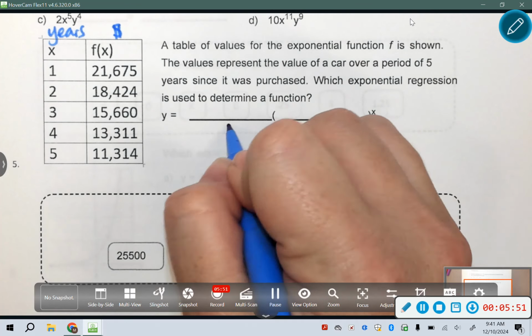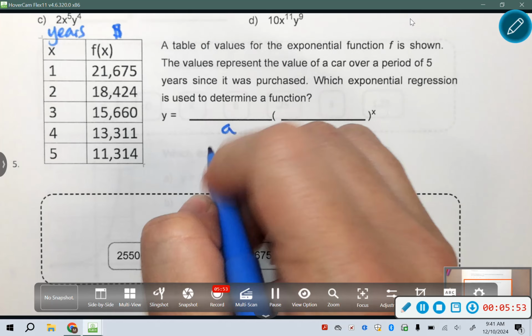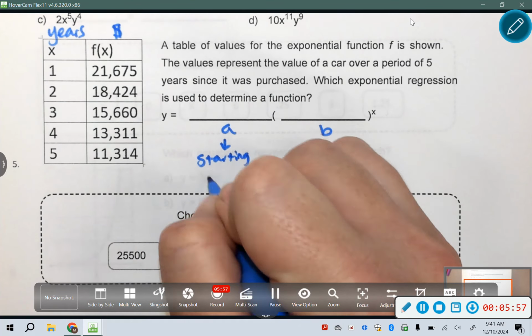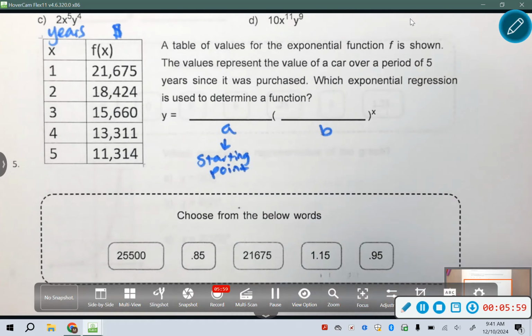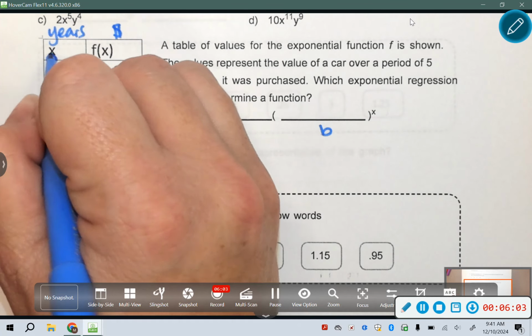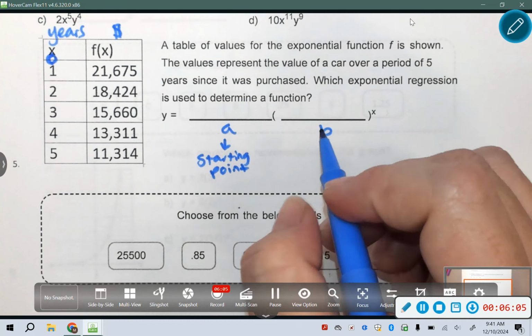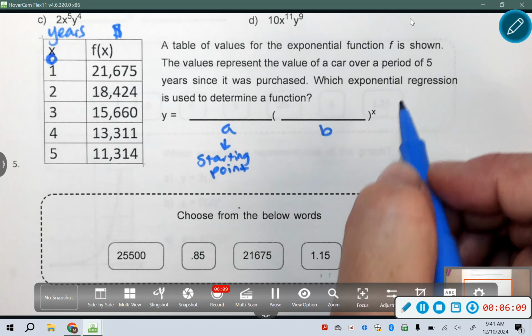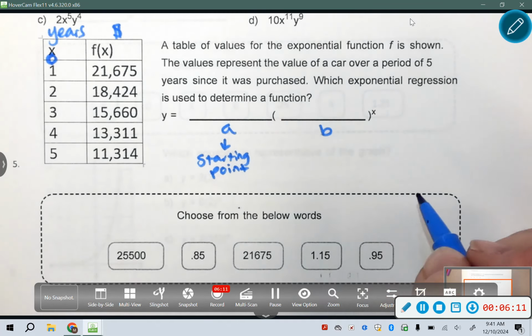So we need to find my a and my b, and I want you to remember that a is our starting point, or our initial value. Well, I already know, actually I don't know, because it starts at 1, and we need to remember that our initial value is where it's 0, and then we need to find our exponential regression, which is whatever our b is. Okay, it's our multiplier, our common factor.